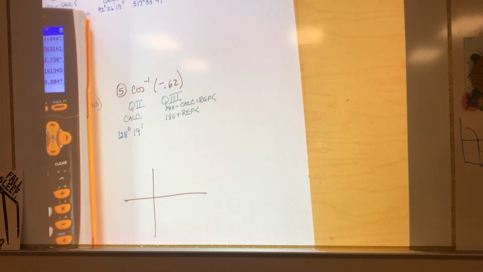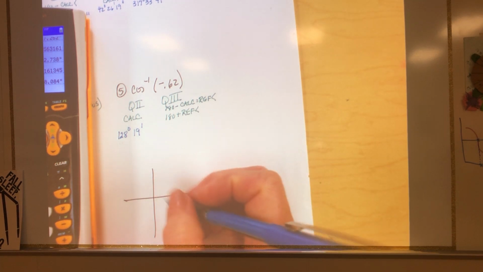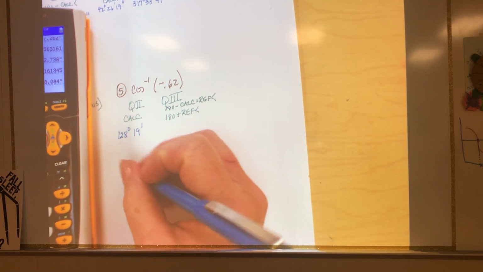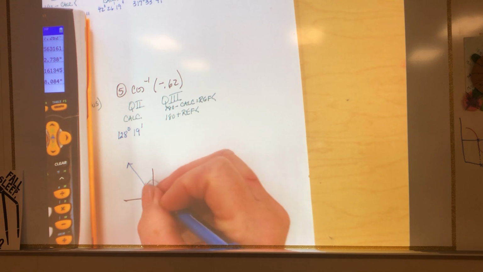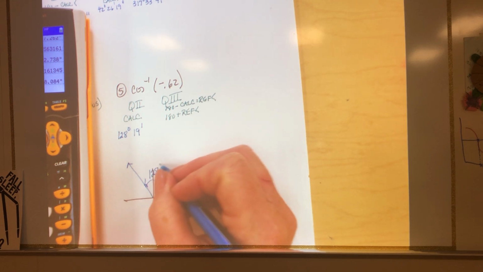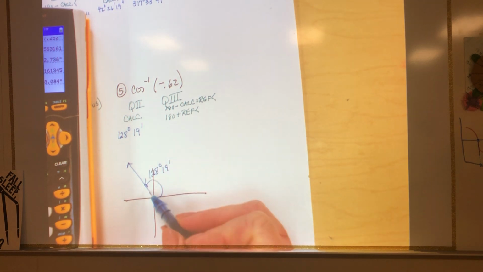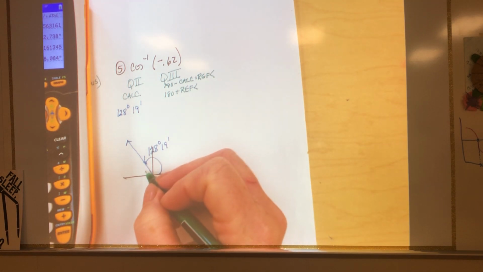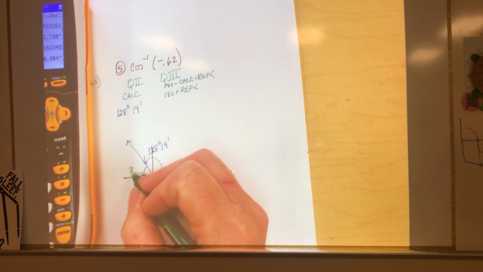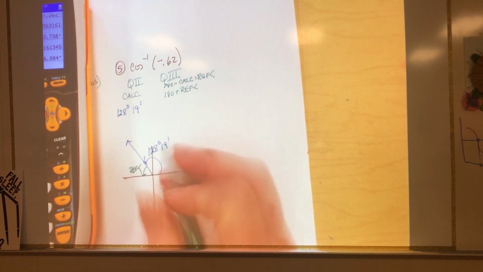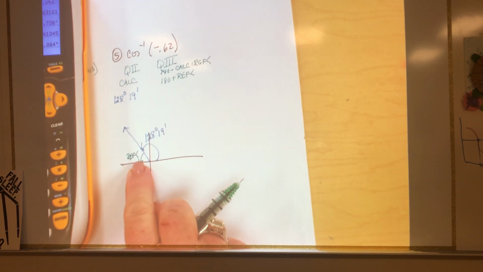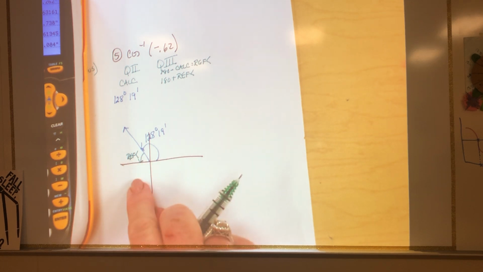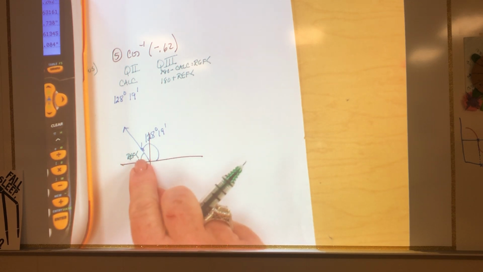And you're over here at 128, so you're right here. 128 degrees and 19 minutes. So what I need to know is this is my reference angle. That's my reference angle, and in order to put it in the third quadrant, that's what I have to add to 180. So I've got to find that.